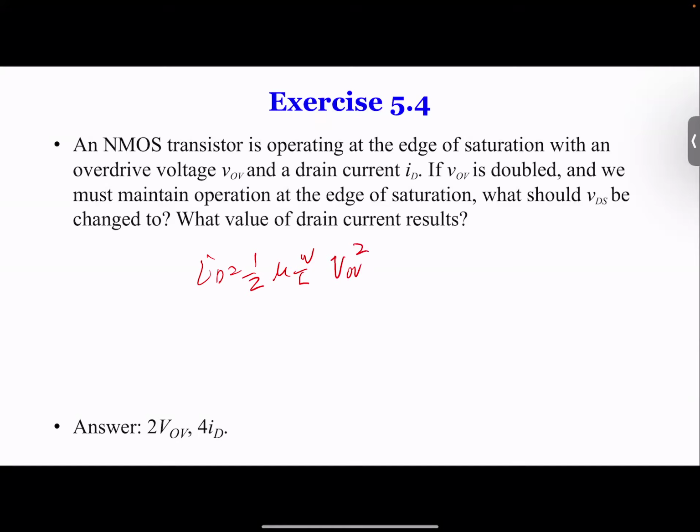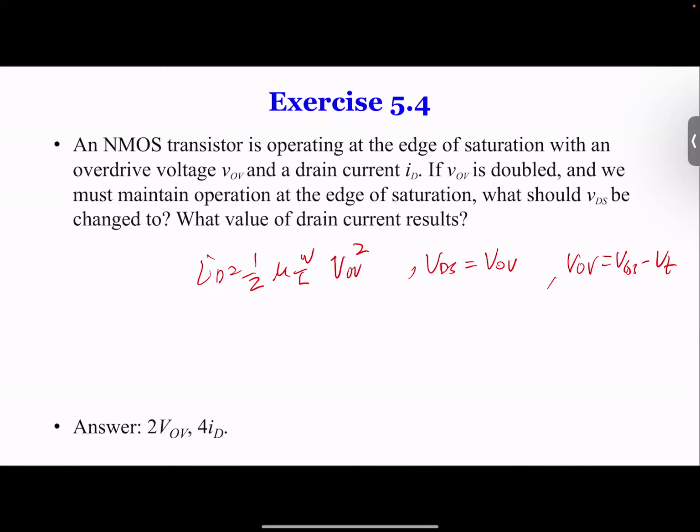So this is the equation for saturation. At the edge, you start to have this. And we know that VDS is equal to VOV. So that's the condition for this thing to stay at the edge. And over here, you have VOV equal to VGS minus VT. So all those things you can write up.